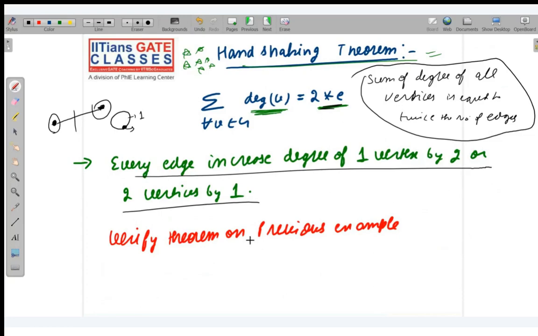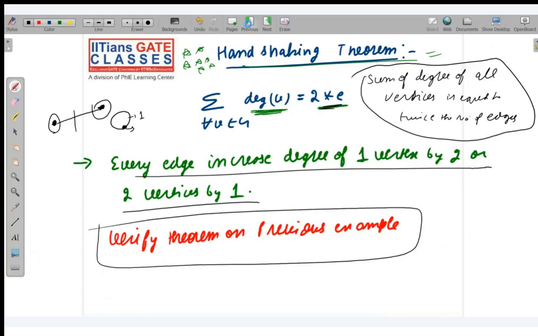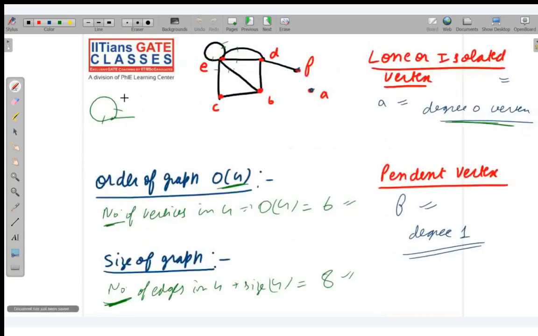Yes, sir. Okay, now we can verify this theorem on the previous example. Let me write the degrees of A, B, C, D, E and F. Degree of A is 0. Degree of B is 3. Degree of C is 2. D is 1, 2, 3, 4. E is 6 and F is 1.